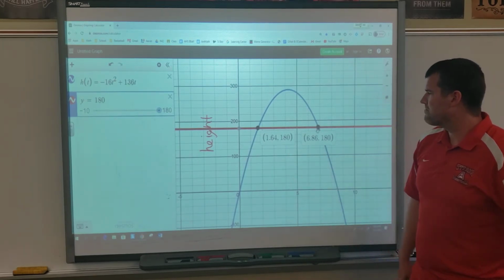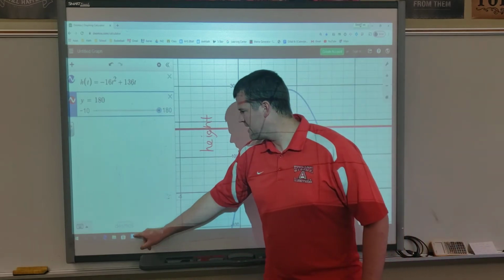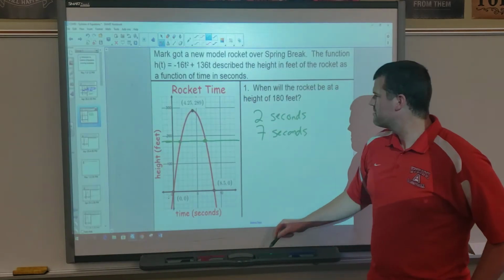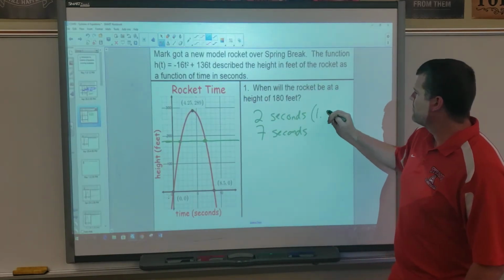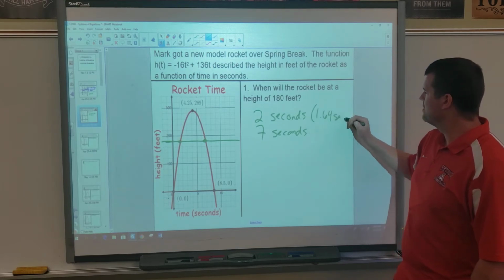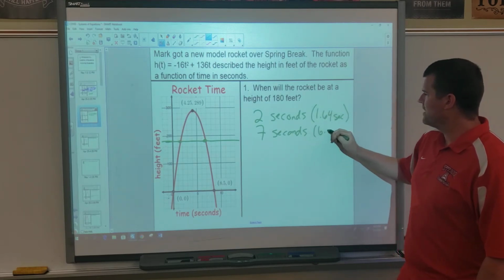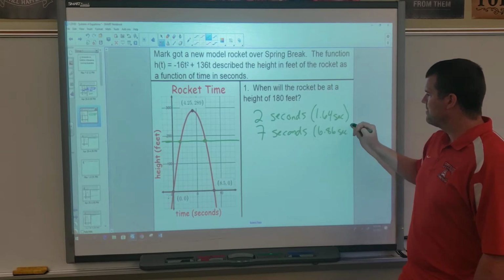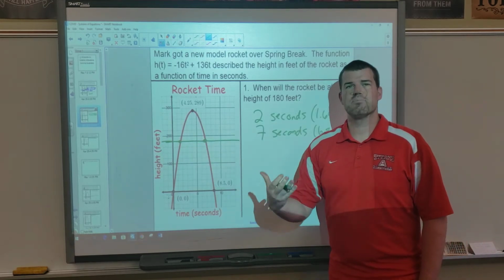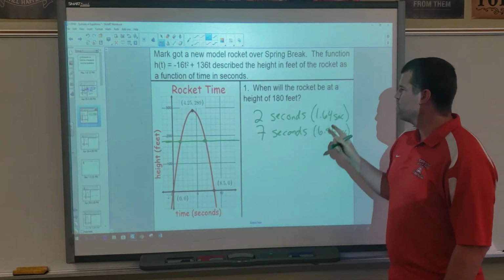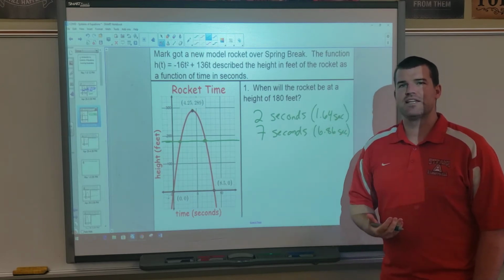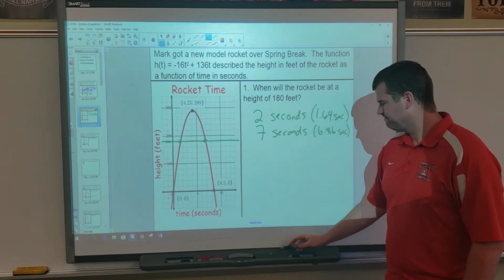So 1.64 and 6.86. So if we just have a picture of the graph, we can get a pretty good approximation. But if we want the exact answers, we can always type it into Desmos and find where they cross.